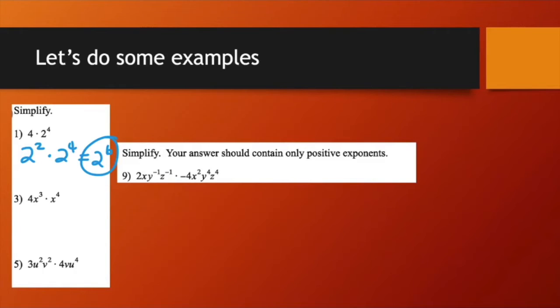Number 3. The 4 doesn't multiply to anything. So it's going to be 4 and x to the what power? 7. 7. Done.